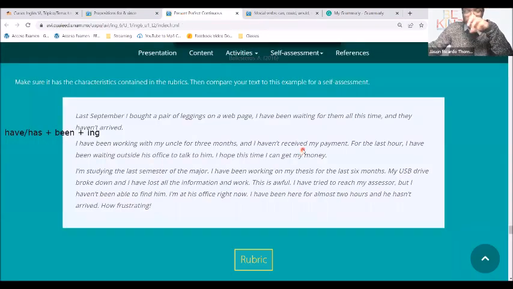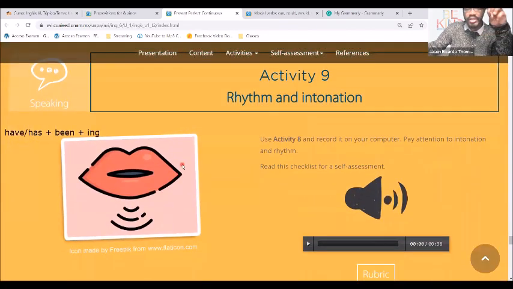Once you have your story written down, in this activity, your speaking is just to record yourself reading that situation. And that story sounds like this.